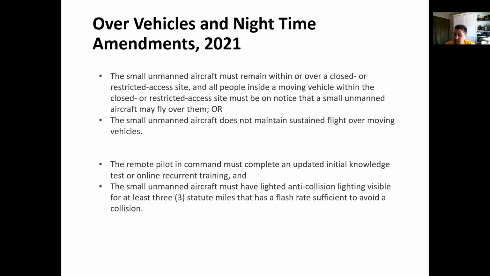Remote pilots in command must complete updated initial knowledge tests. So there is an updated training and test saying that I understand these new amendments. For the nighttime rule, aircraft must have lighted anti-collision lights visible for at least 3 miles, with a flash rate sufficient to avoid collision.